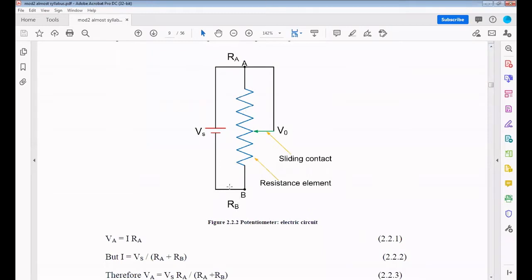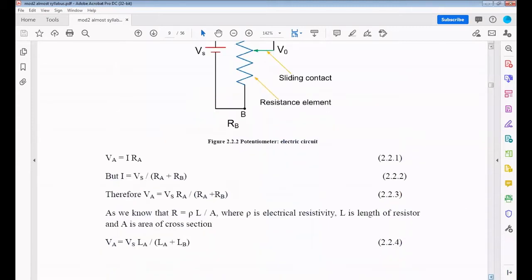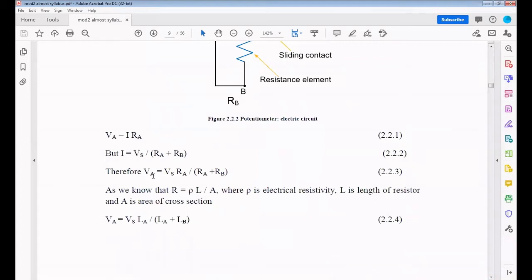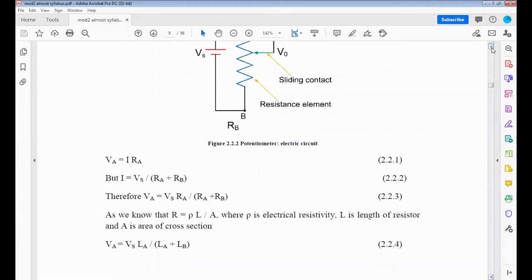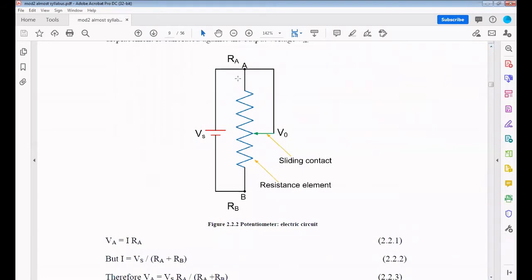It means the total resistance of the object or otherwise the total resistance of the body. So here we can find out only VA, it means the voltage, the potential at point A. So this is point A and this is point B. This is the sliding contact. We can take the sliding contact whatever it may be, the place among A to B.